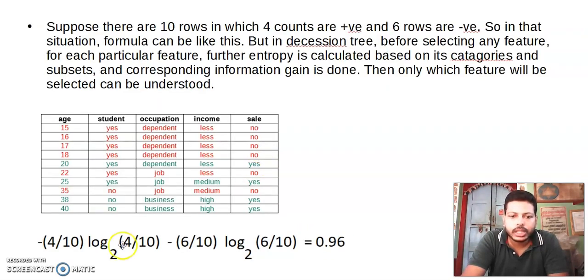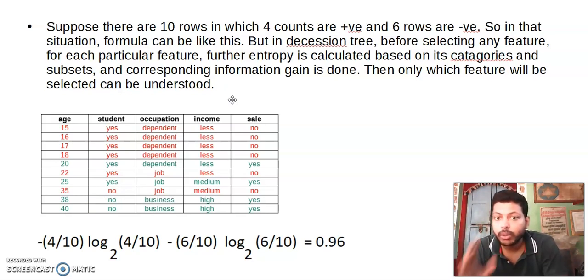Based on that, once the P positive and P negative are put in the formula, we found the entropy is 0.96, meaning 96%. 96% entropy means the entropy is quite high. If you simply use common sense, you can see 4 counts are positive and 6 counts are negative. It means there is a mix of both positive cases and negative cases.